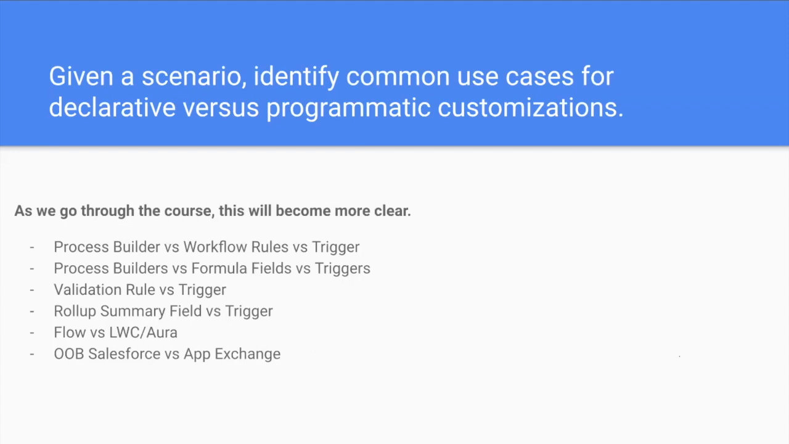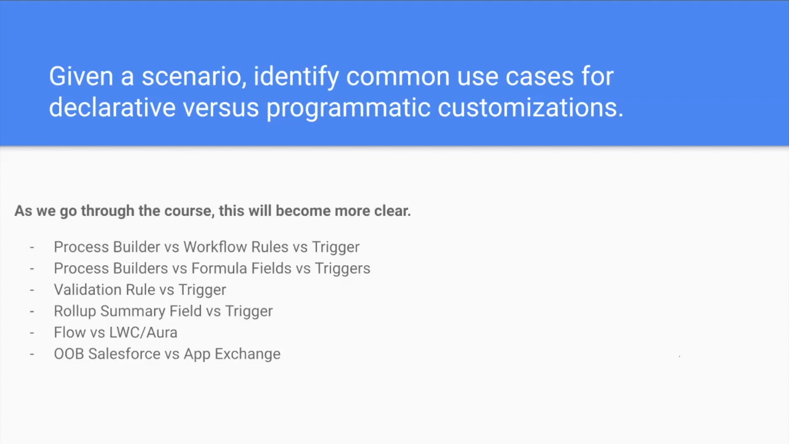Okay, getting towards the end there: given a scenario, identify the common use cases for declarative versus programmatic customization. Obviously, it's a little hard to dive deep into this right now because we haven't gone over any declarative versus programmatic customizations, but as we go through the course, it'll become a little more clear. We'll learn about things like process builders, workflow rules, and triggers, and be able to identify when to use which one and what some of the limitations are. Given the use case that Salesforce provides on the exam, we'll be able to analyze that and decide what element to use.